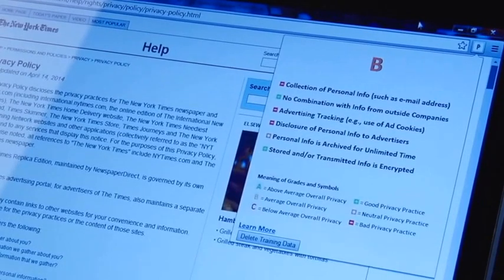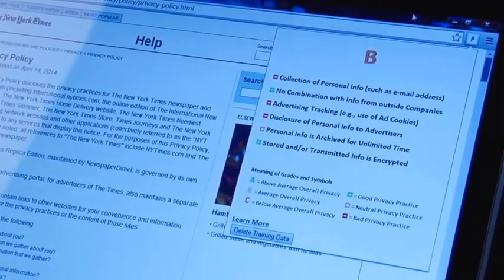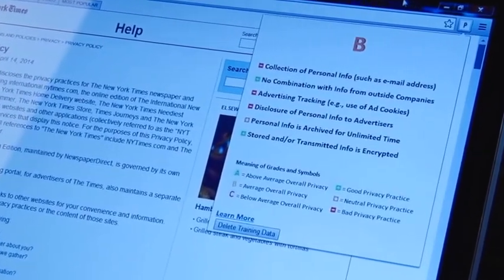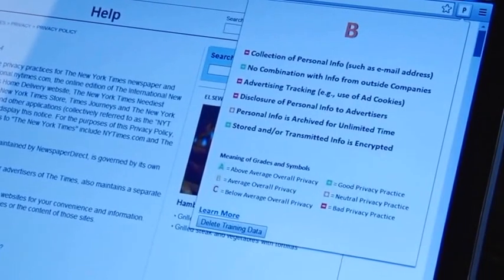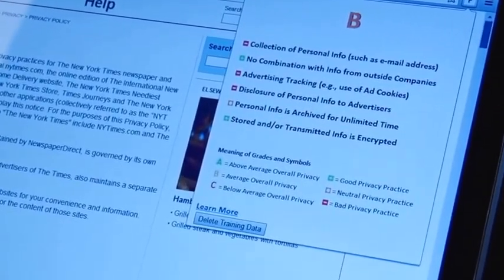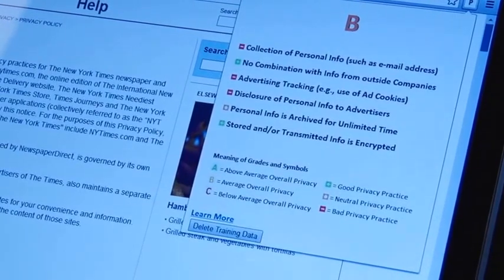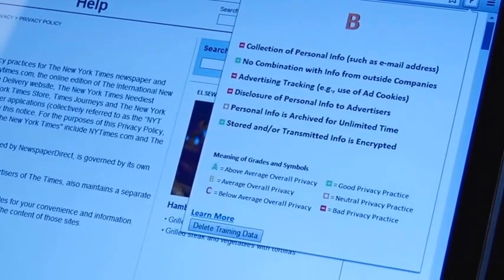And as you can see, this privacy policy has a total grade of B. And below the grade, there are 6 different analysis results from which the user can get information on how this particular website collects, discloses, and uses information.